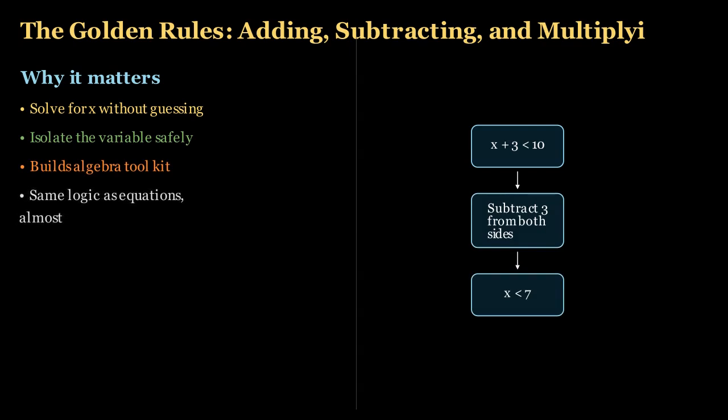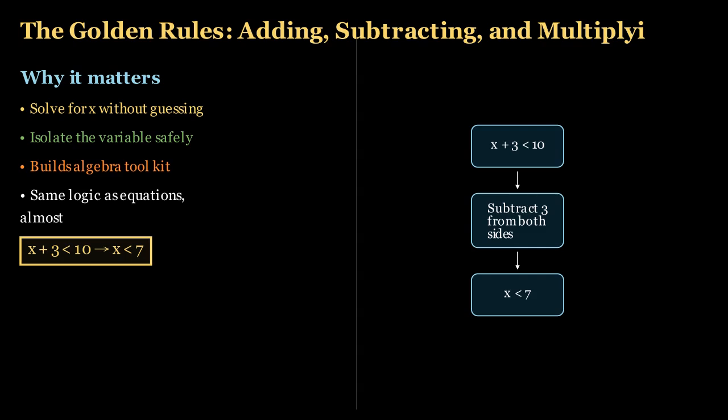If you know x plus 3 is less than 10, you can subtract 3 from both sides and the inequality still holds. Without these rules, you'd be stuck guessing. They turn an inequality puzzle into a straightforward, step-by-step algebra problem. It's almost the same as solving an equation, with one extra twist we'll learn later about negatives.